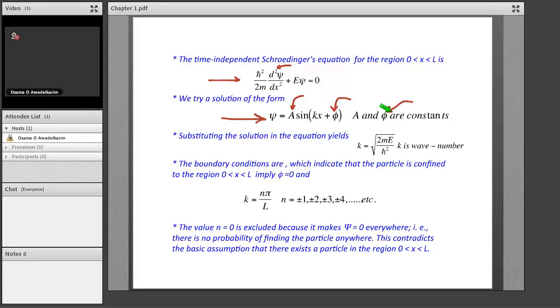So what I can do is, if this is a solution, then I'm going to substitute it back here and see what I get. When I substitute it back, d squared psi by dx squared gives you minus k squared, and you actually get psi again. So when you substitute, you get k squared equals 2mE over h bar squared, where E is the energy of the particle, always, inside the region where we have zero potential. So k, this wave number, is equal to the square root of 2mE over h bar squared. That's the condition for this solution here.